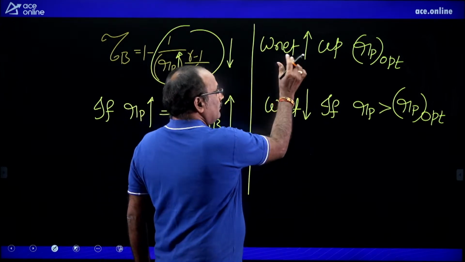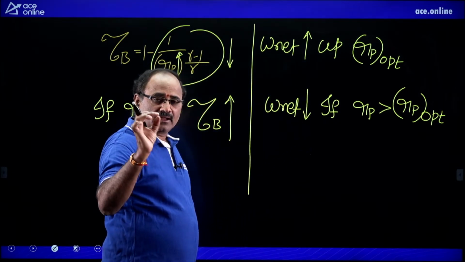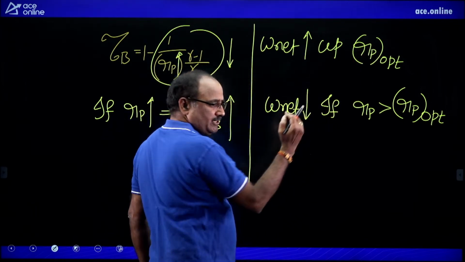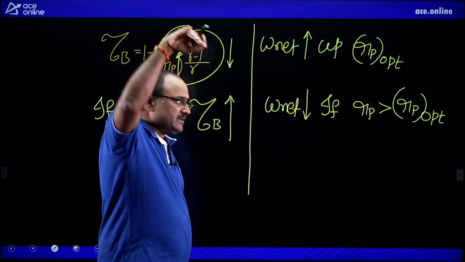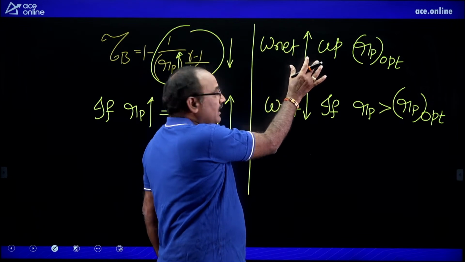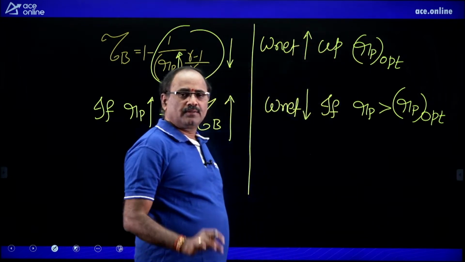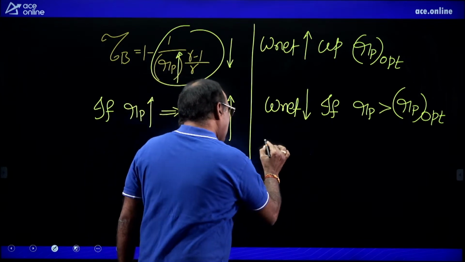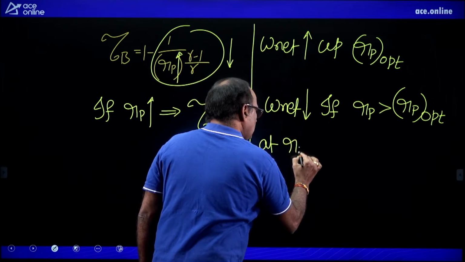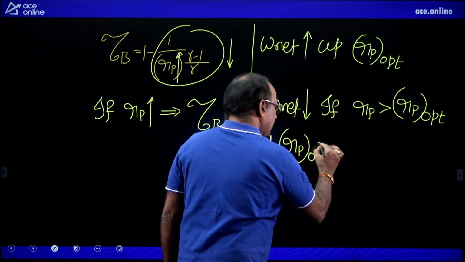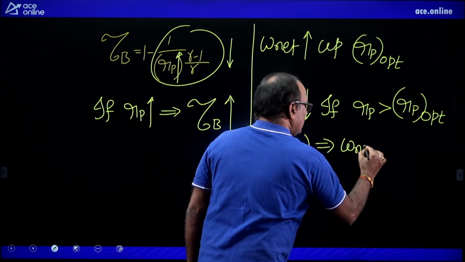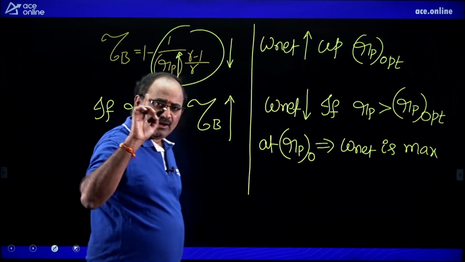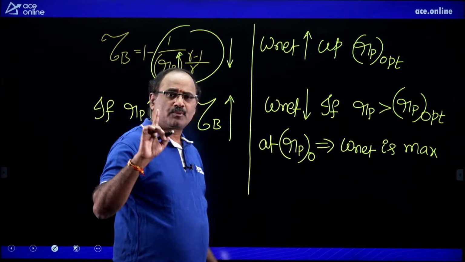By the time the pressure ratio is increasing, below the optimum pressure ratio, when you keep on increasing the pressure ratio, network output increases. At the optimum pressure ratio, the network output is maximum. Let me write that point. At optimum pressure ratio, the network output is maximum. Only at optimum pressure ratio, network output is maximum.